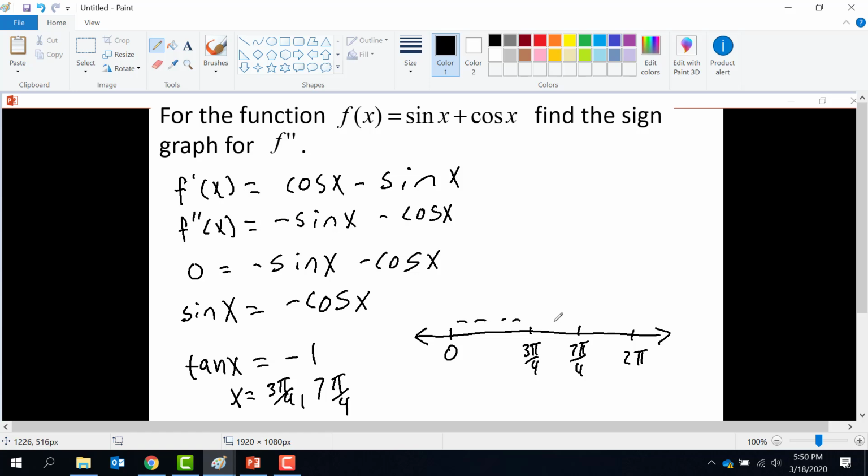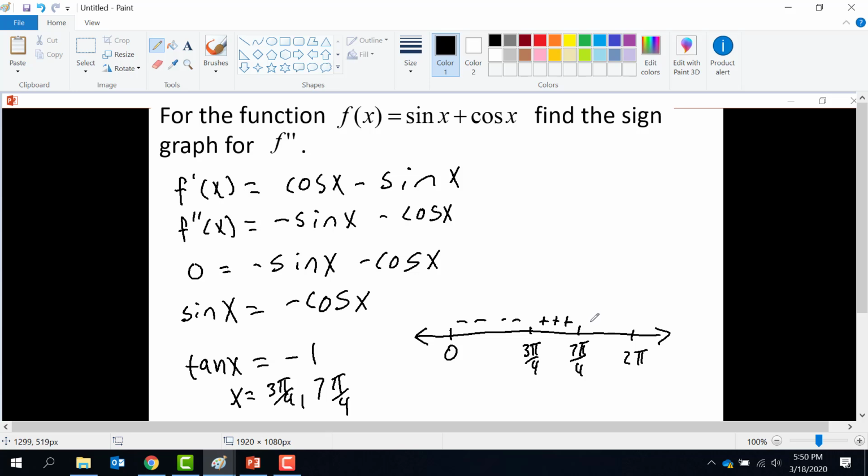Use a number in between 3 pi over 4 and 7 pi over 4. We could use pi, and so the cosine of pi is negative 1, with the negative makes it positive 1, and this one is 0. So at pi it's positive, so everywhere in the middle is positive. Between 7 pi over 4 and 2 pi, 7 pi over 4 is 315 degrees, so you could use 330 degrees.